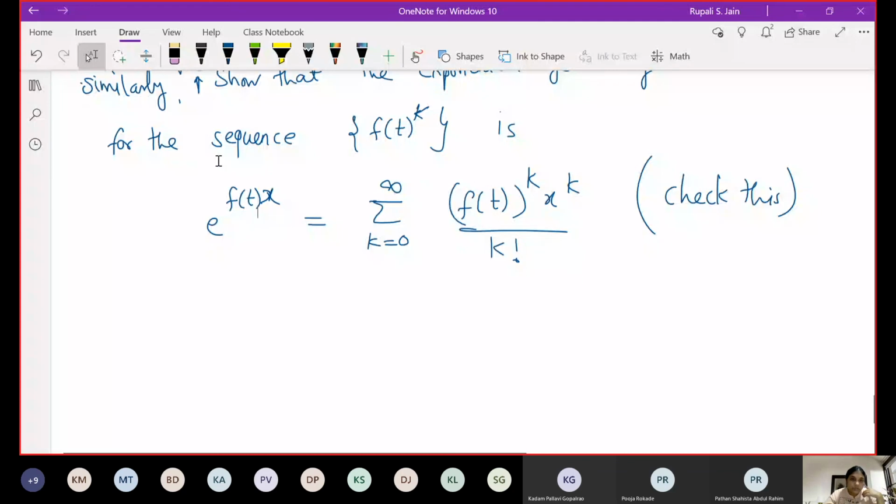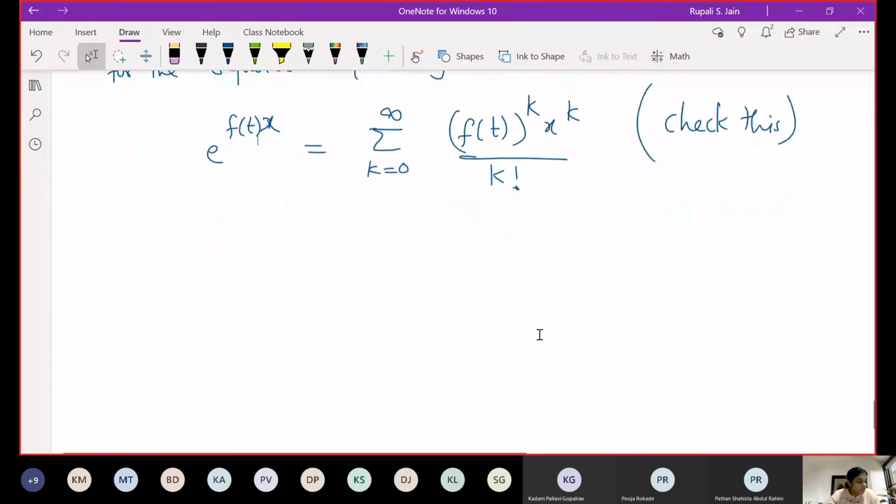What is this series? e raised to f of t x. What is this series? Summation 0 to infinity f of t raised to k x raised to k upon k factorial. Is that okay? Now I will give some exercise examples.